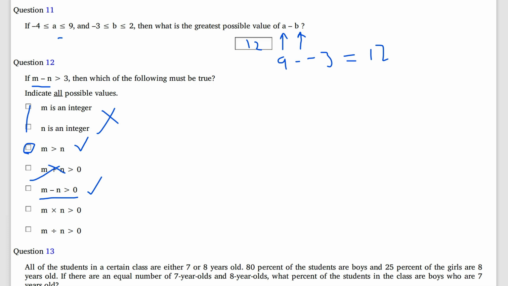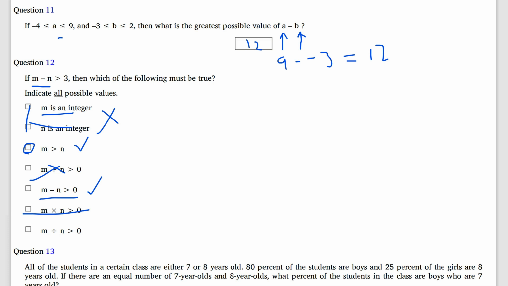Does it mean if you multiply them, it's positive? No. If the difference between the numbers is 3 or more than 3, then it could be, for example, 1 and -4. That has a difference of more than 3, but one's positive, one's negative. So if you multiplied them, it would be a negative. So that's out. Let's cross these out.